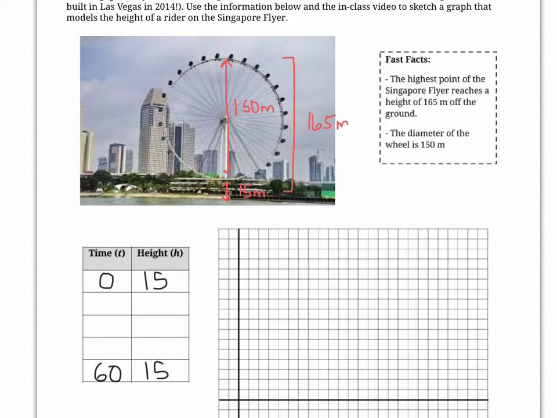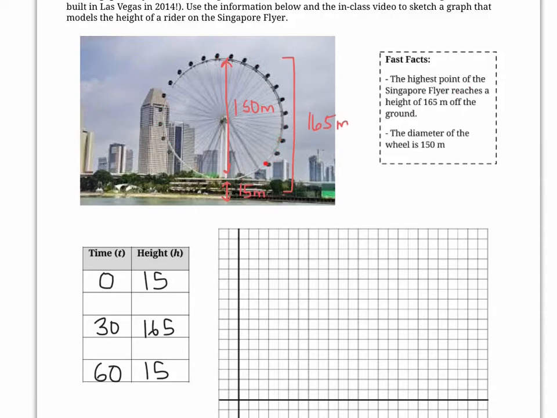So let's figure out what happened between 0 and 60 seconds. If we were to do the halfway mark, how long would it take us to get all the way up there? Well, it must be 30 seconds. So at 30 seconds, we're going to be at that maximum height, 165 meters. So we've got 165.